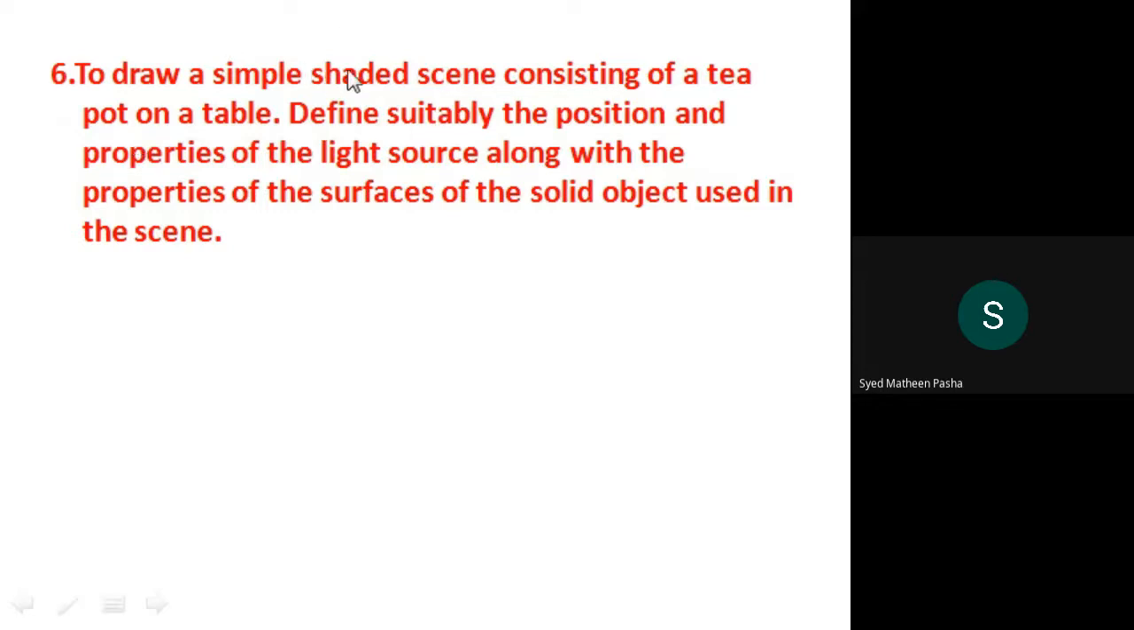The scene should consist of a teapot which is placed on a table. Then define suitably the positions and properties of light sources along with the properties of surfaces. I guess we have studied these properties of light, then different types of light sources. Then we have seen some of the properties of surfaces.